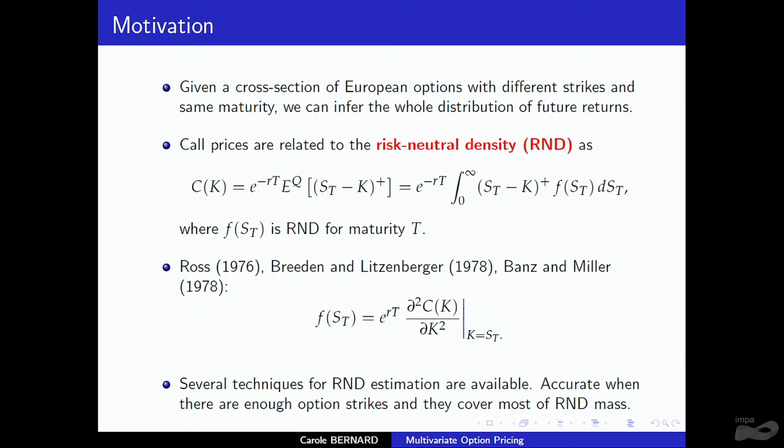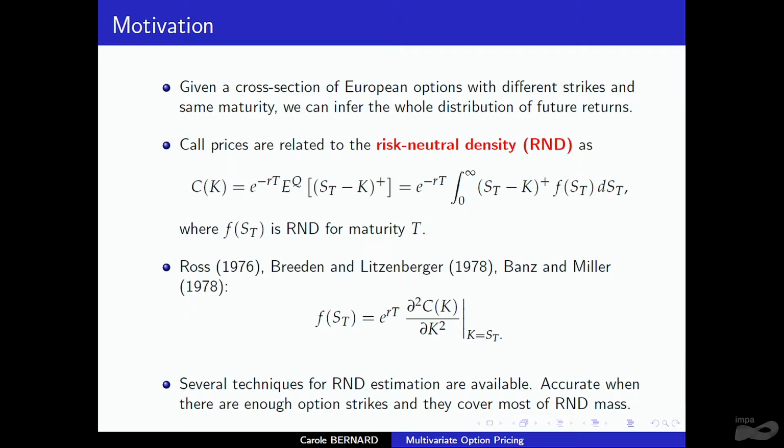Options on indices. So in one dimension, I'm just recalling how you would get the risk-neutral density. This is quite well known. If you have the price of a call option, you can write it this way: the price of the call is related to the density of the underlying under the risk-neutral probability. And actually, you can extract this density by differentiating twice with respect to the strike. And so that allows you to get the risk-neutral density in a one-dimensional world.